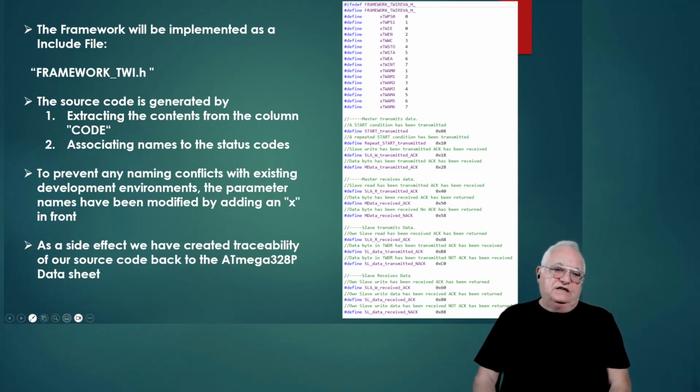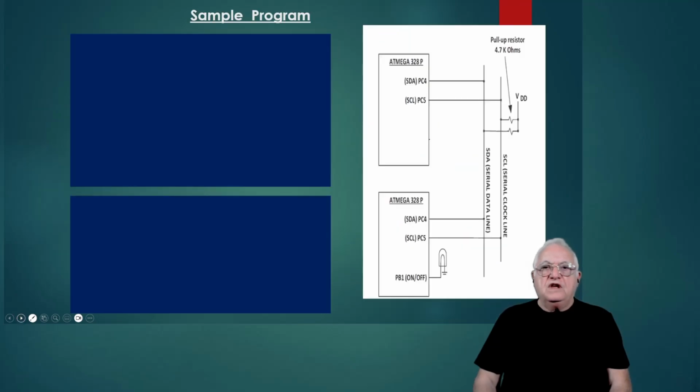And finally, as a side effect, we have created traceability from our source code back to our data sheet. So we have our source code, and every time we use one of these parameters, we know where it came from, and we have a table that shows exactly where we got it from. So now let's start with our sample program. I have two sample programs. In the first one, we use the while loop, and in the second one, we're going to use interrupts. The interrupts are actually a more realistic way of doing this.